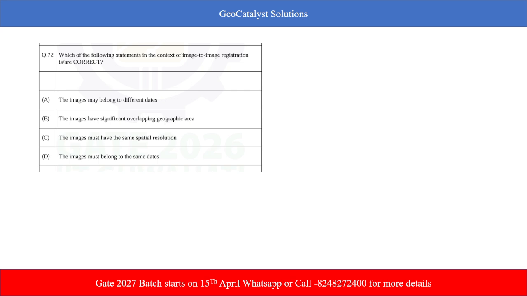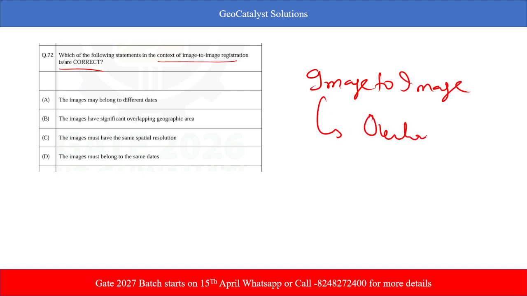Now coming to question number 72. Which of the following statements in the context of image to image registration are correct? Okay, so if you have to do image to image registration, there should be some overlapping area, overlapping geographical area. So images have a significant geographical overlapping area. Okay, so this option will be correct.